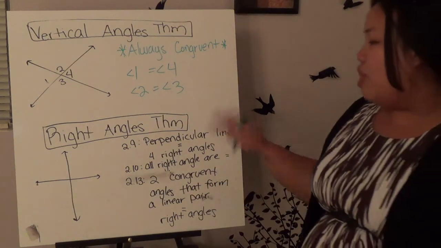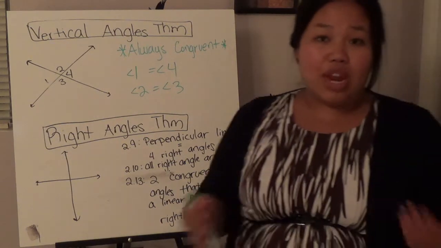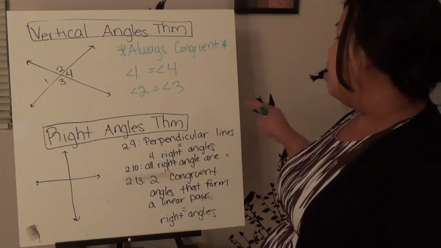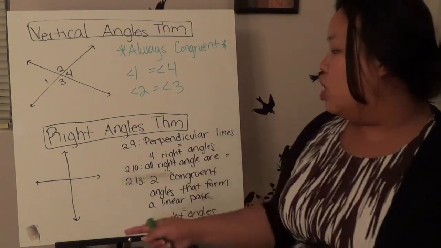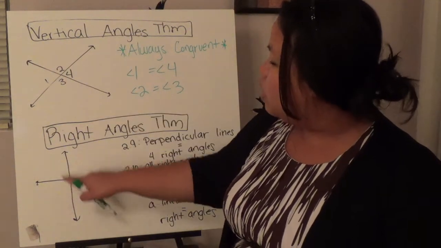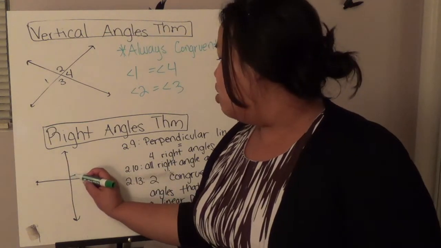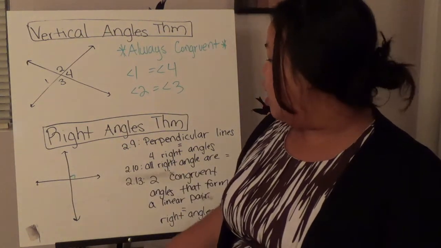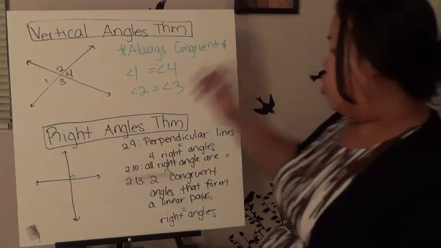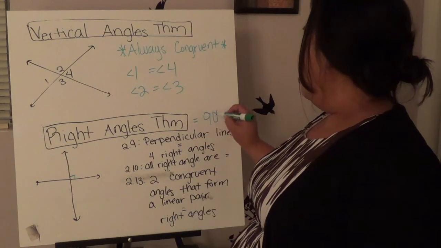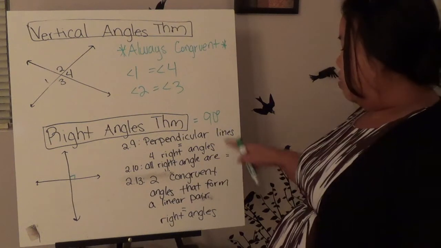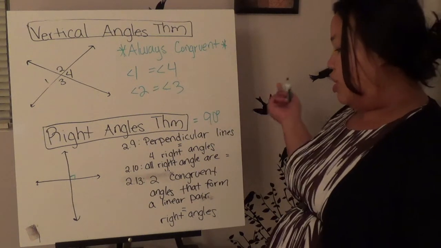And finally we have the right angles theorem, and this basically gives you the information of right angles. For example, theorem 2.9 says perpendicular lines equal 4 right angles. So when lines are perpendicular, they intersect. These ones intersect, but this one intersects in a special way that it hits it at a 90 degree angle. And if it hits at a 90 degree angle, this means that all 4 are right angles. And right angles equal what? 90 degrees. 2.10 says all right angles are equal. It's because they all equal 90 degrees, so therefore they're all the same.